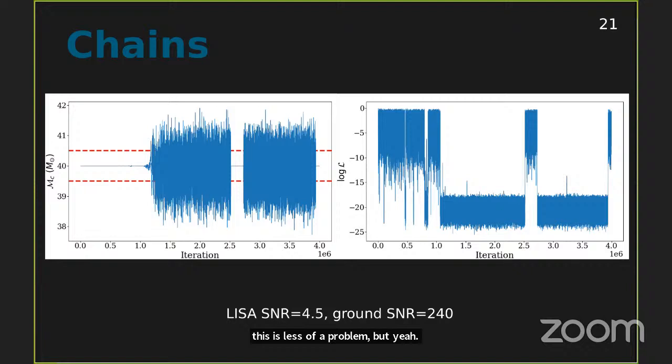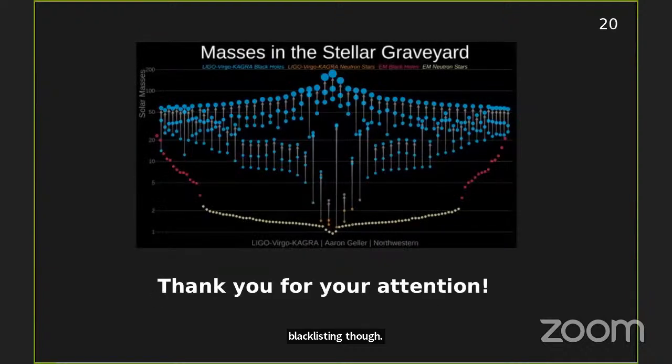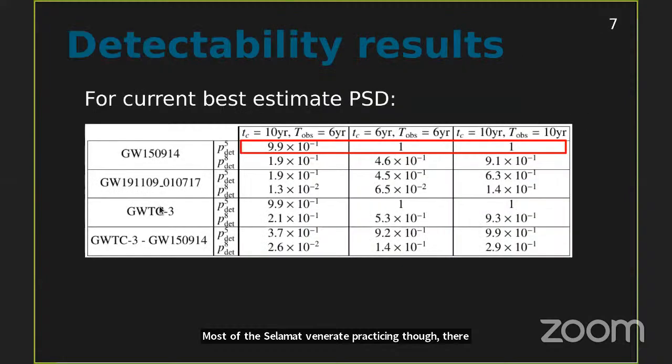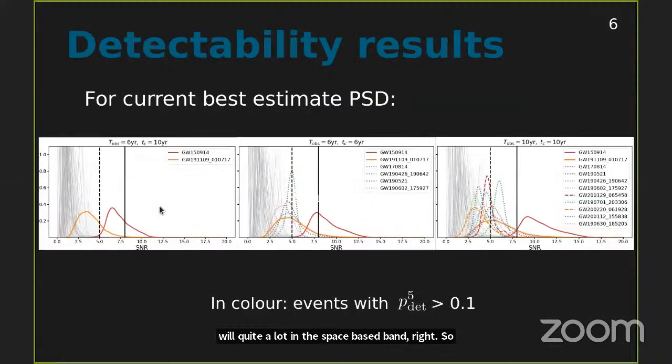Yes, because for most of the stellar-mass binary black hole signals, their SNR will be quite low in the space-based band, right? So when we consider the noise, the SNR will be too low, and it takes quite a long time for the MCMC or other teams to converge to the true signal. So I also think it's a really good problem to consider.